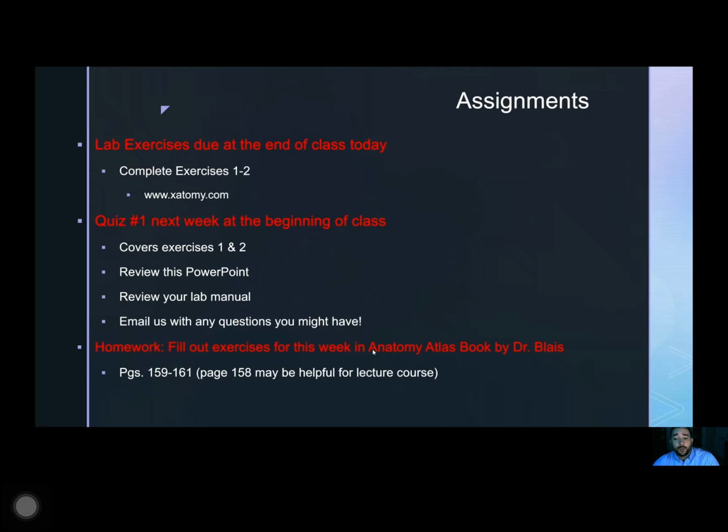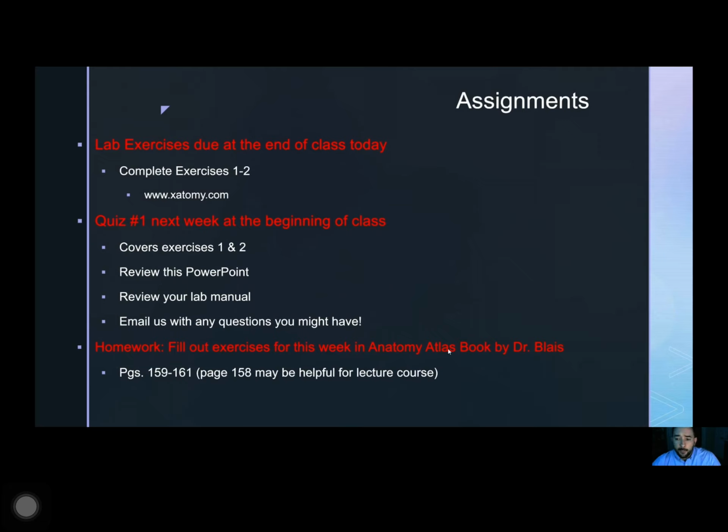Lastly, we have a new book this year that's called the 214 Anatomy Atlas that's written by Dr. Blaze. This is what we will use for homeworks, and it will encompass a total of 50 points in the course, okay? This week, the homework in that book is pages 159 through 161, and it will cover the microscope and some of the anatomical terminology that we talked about.